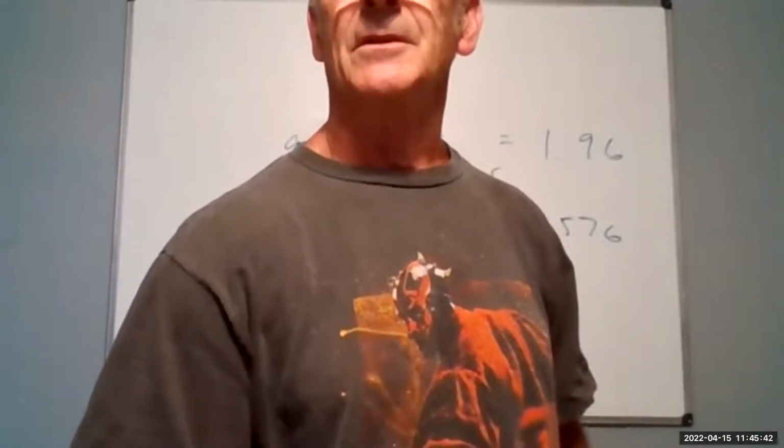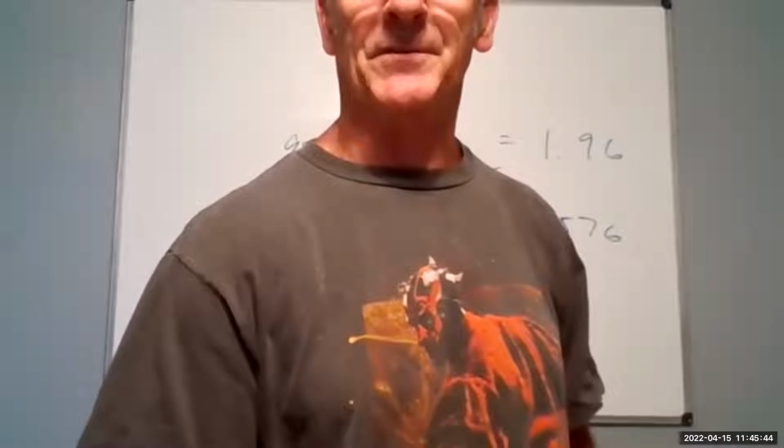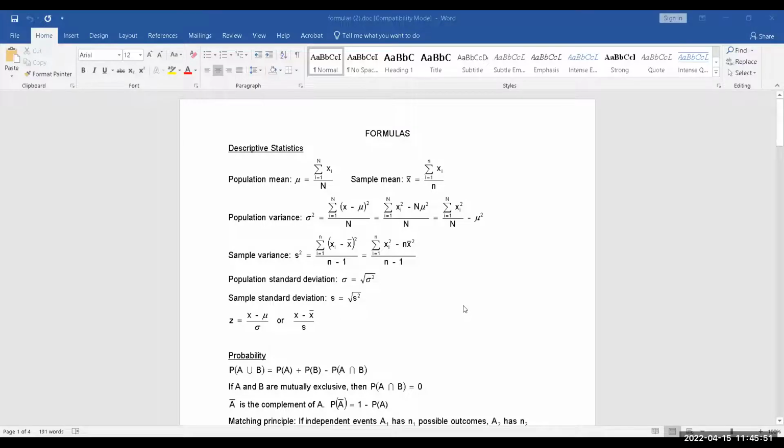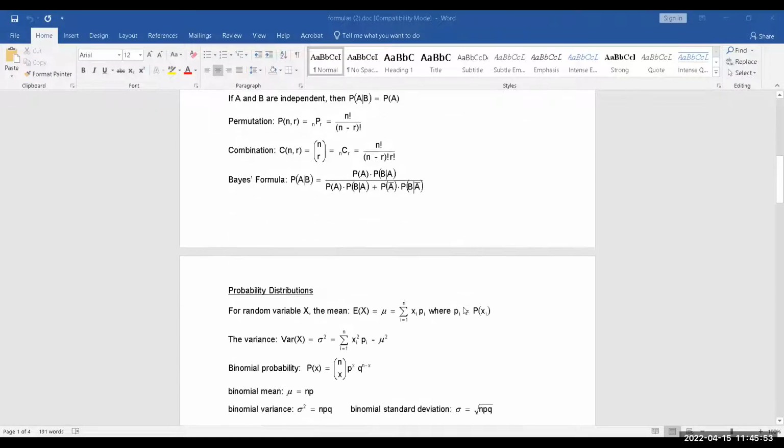So we take this. I can't have everything pre-saved. I have too many icons on my screen. All right, so this is the set of formulas here. Okay, now I want to go to the sample size one.